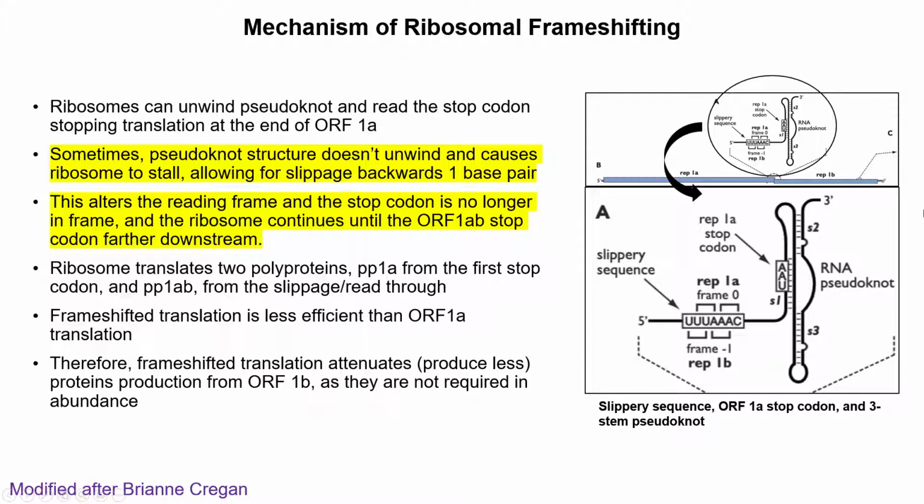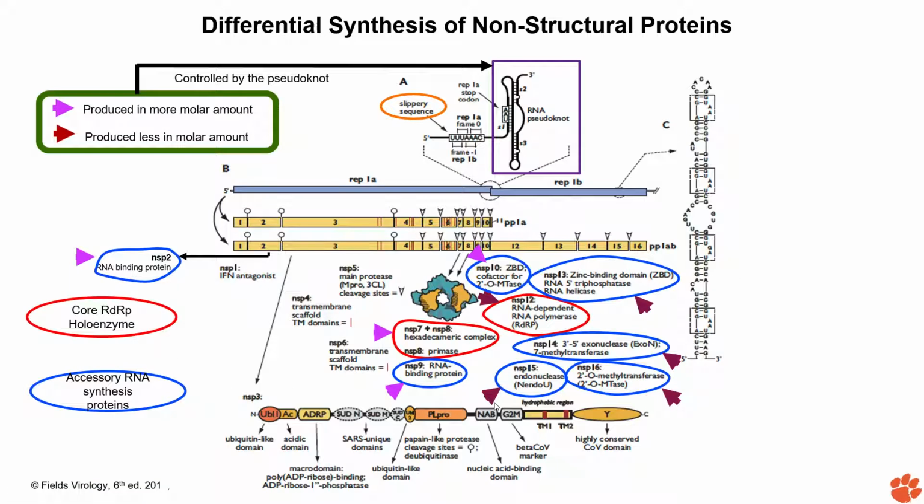This process also precisely controls how much of these proteins can be produced. So the last line: the frame-shifted translation attenuates, or produces less protein from ORF1B, as they are not required in abundance. But we will go into the more precise functioning of that as well.